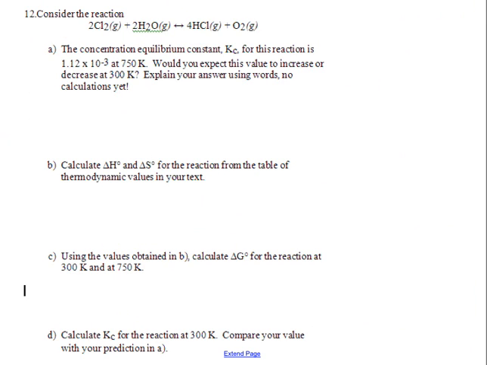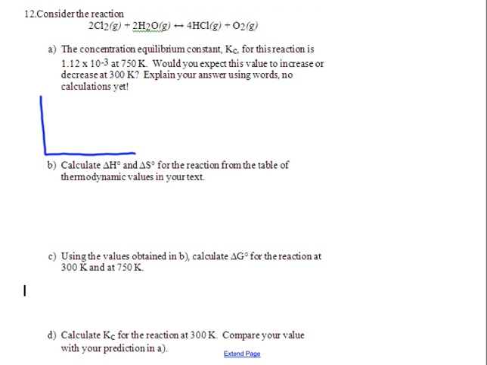It says, consider the reaction. The concentration equilibrium constant for the reaction is 1.12 times 10 to the negative 3 at 750 K. Would you expect this value to increase or decrease at 300? Explain your answer using words. No calculations yet. We have to think back to our relationship between endothermic or exothermic versus the K.